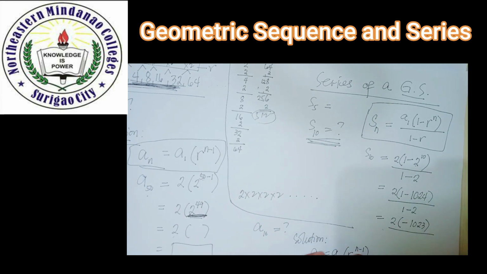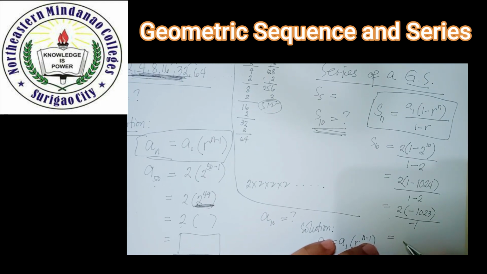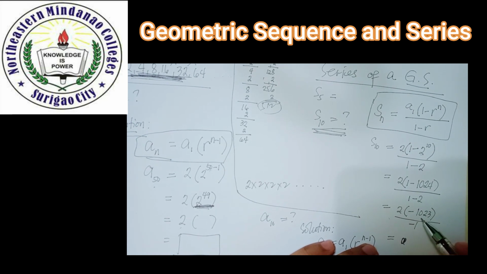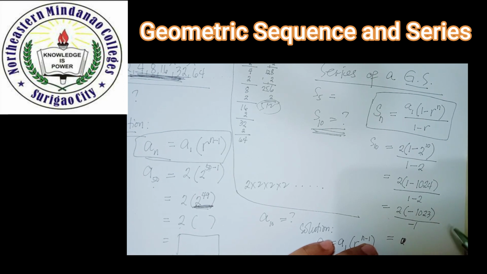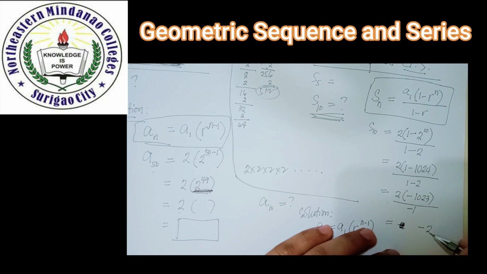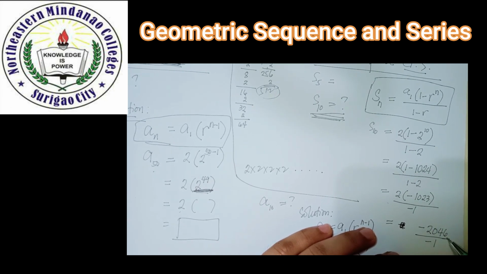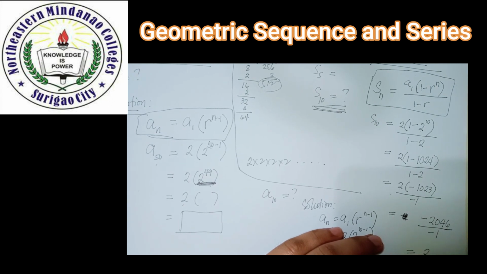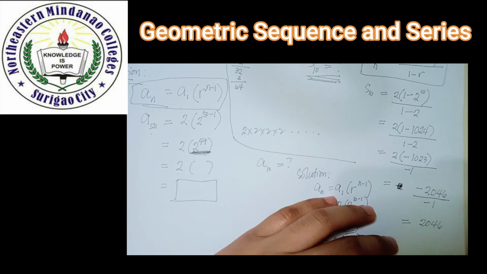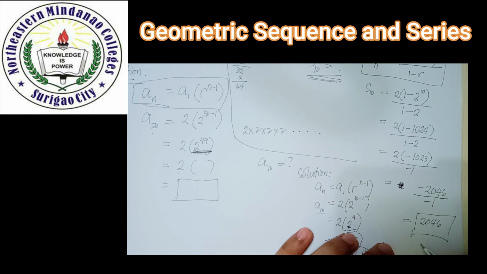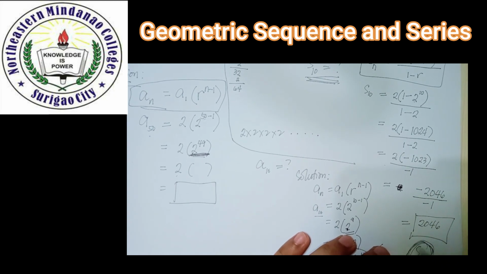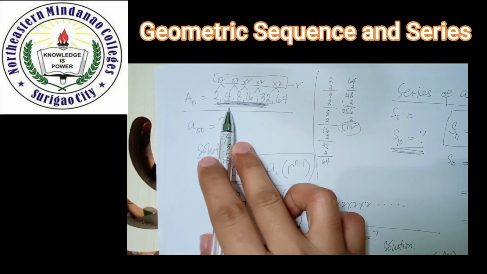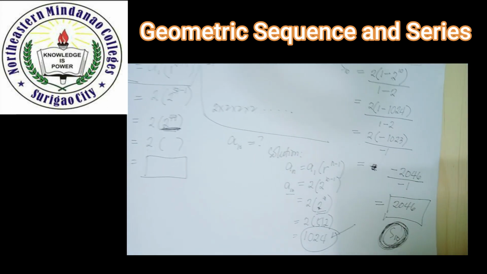Ayan. We have, divided by 1 minus 2, that is negative 1. Sakto? Equals 2 times negative 1,023. No? 2 times negative 1,023, that is negative 2,046, right? Okay, divided by negative 1. So, negative 2,046 divided by negative 1, that is positive 2,046. Sakto? Let's check na lang, no? So, this is now the series of the first 10 terms, or the sum of the first 10 terms of our geometric sequence. Okay? Follow ra?